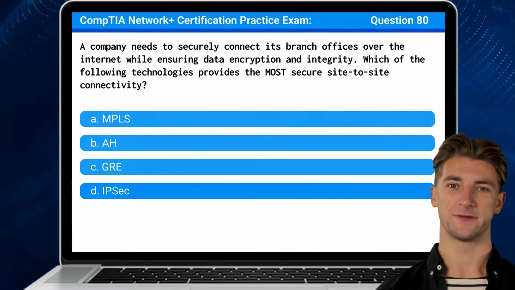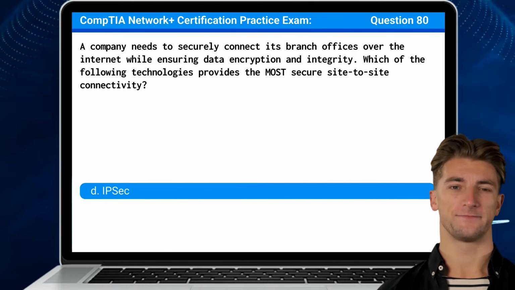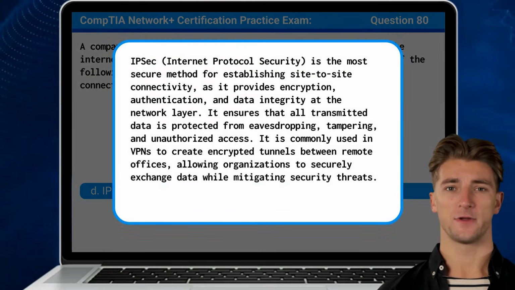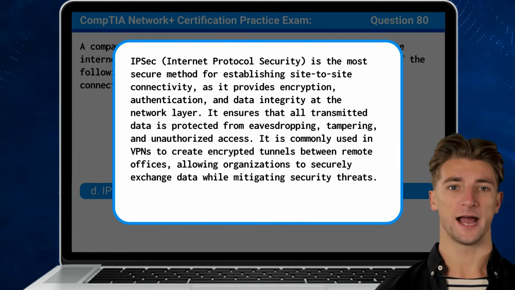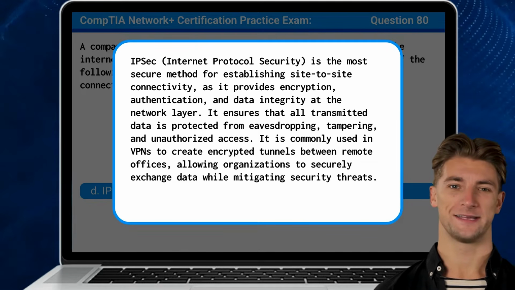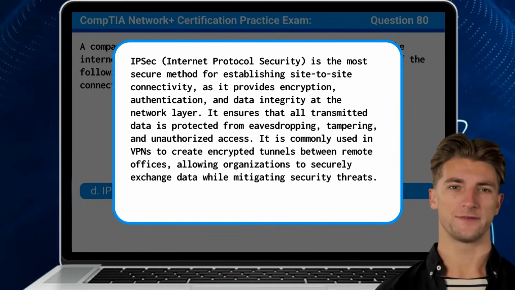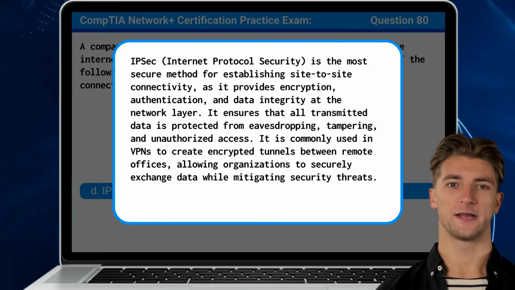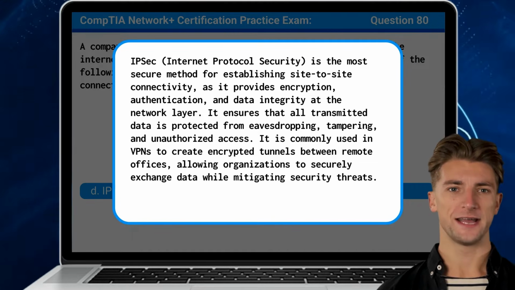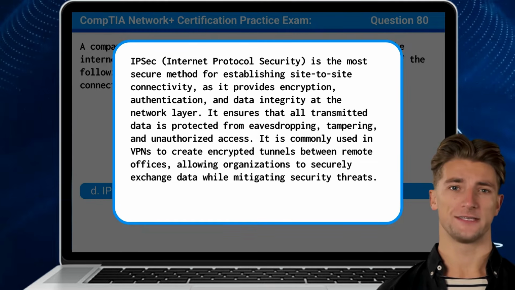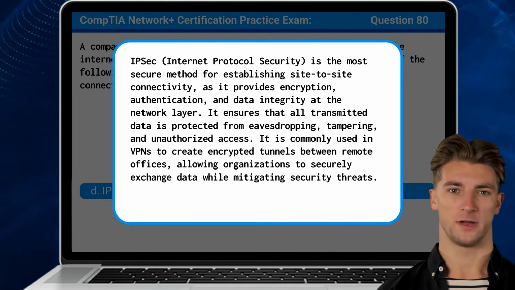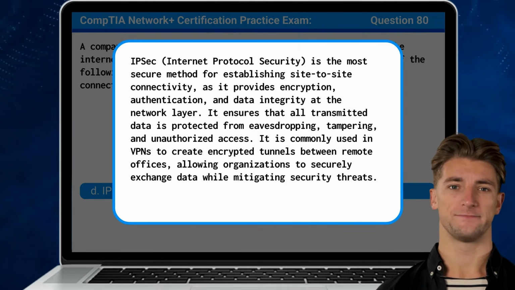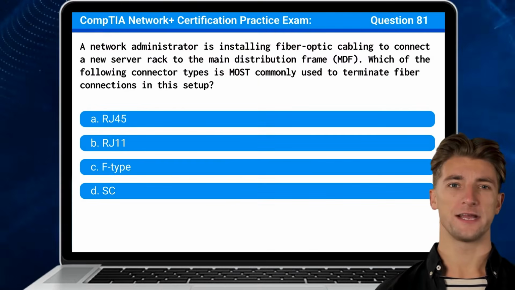The answer is D. IPsec. IPsec, short for Internet Protocol Security, is the most secure method for establishing site-to-site connectivity, as it provides encryption, authentication, and data integrity at the network layer. It ensures that all transmitted data is protected from eavesdropping, tampering, and unauthorized access. It is commonly used in VPNs to create encrypted tunnels between remote offices, allowing organizations to securely exchange data while mitigating security threats.